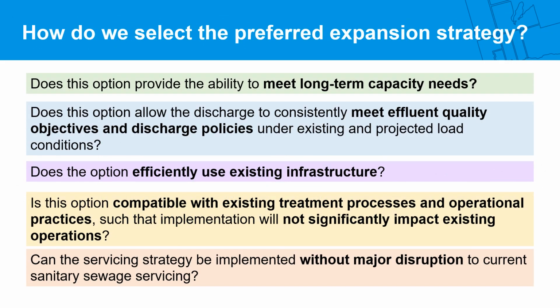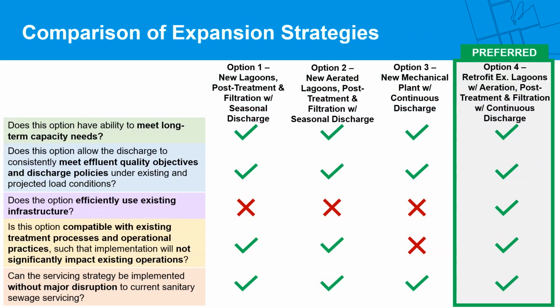To choose among the 4 strategies, we used the same criteria we previously considered. We want to select an option that meets the long-term capacity needs, meets effluent quality objectives, efficiently uses existing infrastructure, is compatible with existing processes and can be implemented without significant impact to existing operations or disruptions to existing services. This chart provides an overview of the evaluation completed for the 4 different expansion strategy options. Since Expansion Strategy 4 is the only one that meets all the criteria, it was selected as preferred.